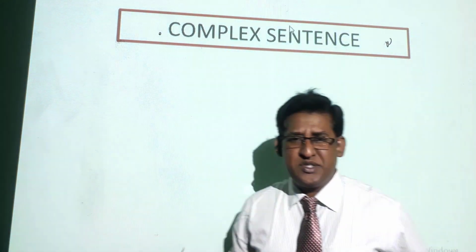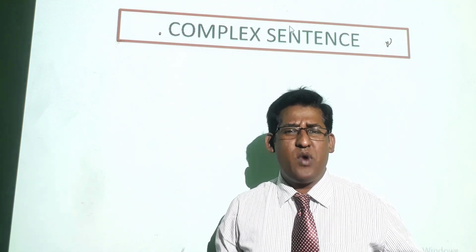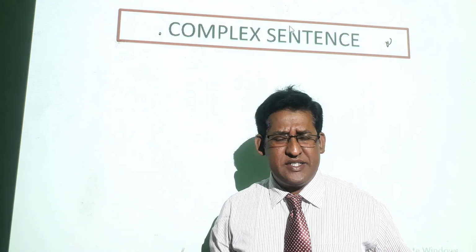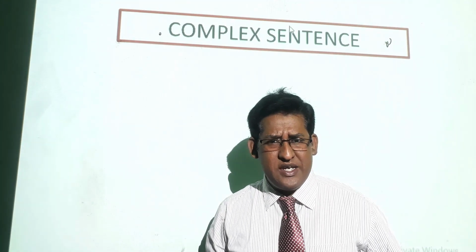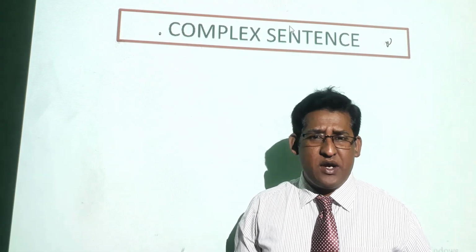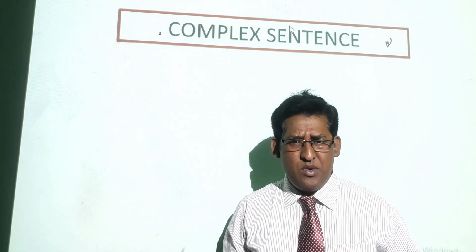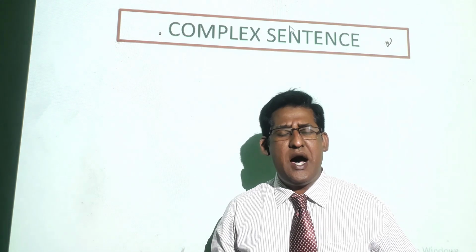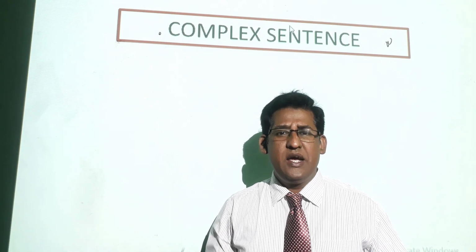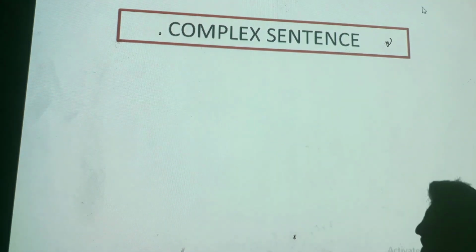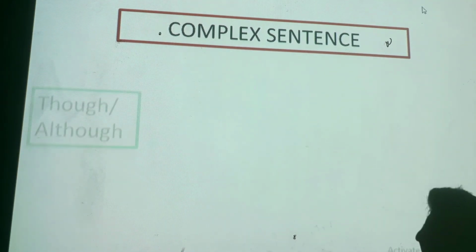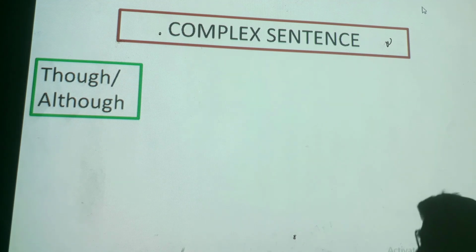Okay, my dear students, we are learning how to identify sentences. We have already learned how to identify simple sentence, how to identify compound sentence. Now, we will learn how to identify complex sentence. Okay, my dear students, when you will see though or although, then you will think this sentence is complex sentence.